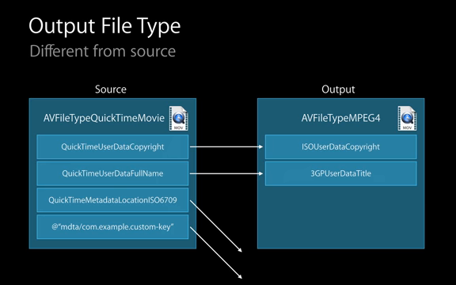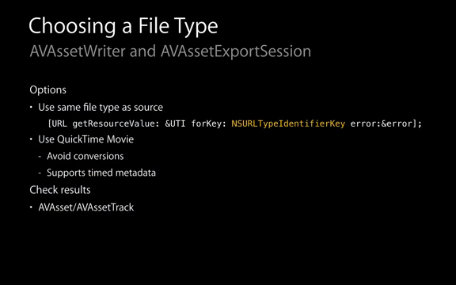floor. So in terms of guidance on how to choose an output file type, well, my two recommendations are, if you are using, say, an export session to copy all of the metadata, timed or otherwise, from the source asset to your destination file, the best way is to try and use the same file type that you started with. And if you don't know what that file type is, you can use the NSURL type identifier key to find out.